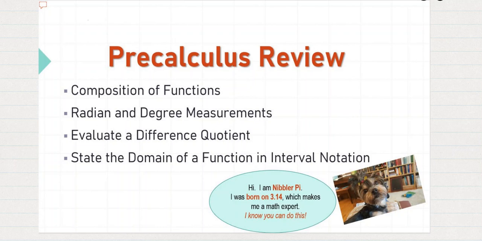Before we get started, let me encourage you with this note from Nibbler Pie. Nibbler Pie is a math expert, of course, because she was born on 3/14 Pi Day, and she knows that you can do this. So make sure that by the end of the time that you're working with these types of problems, you feel confident in your ability to do each of these types of problems on your own.